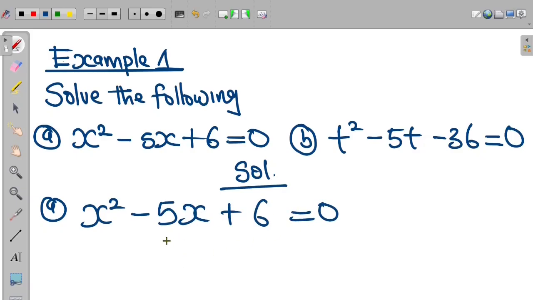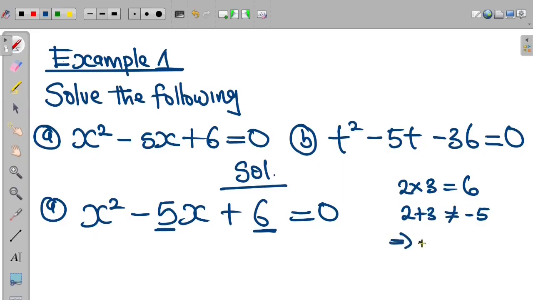Now, the idea here is that we are going to look for two integers whose product is equal to the last term, which is the constant term, and whose sum is equal to the middle term, which is minus 5. We know that 2 times 3 is equal to 6, but 2 plus 3 is not equal to negative 5. So therefore, we have that minus 2 times minus 3 is equal to 6, and also minus 2 plus minus 3 is equal to minus 5.